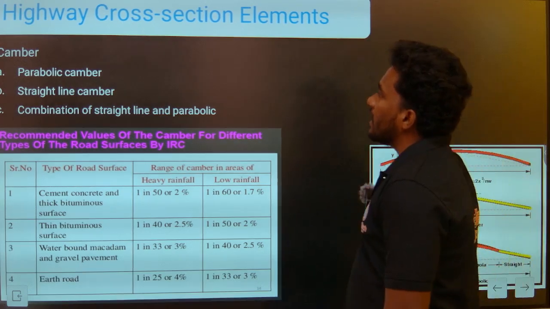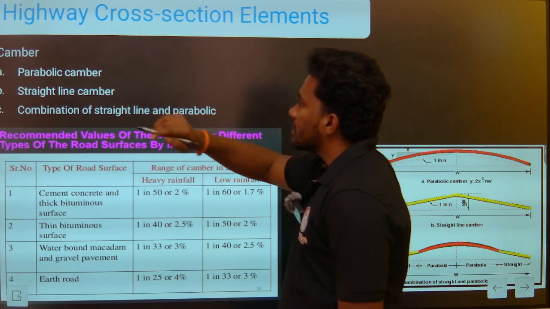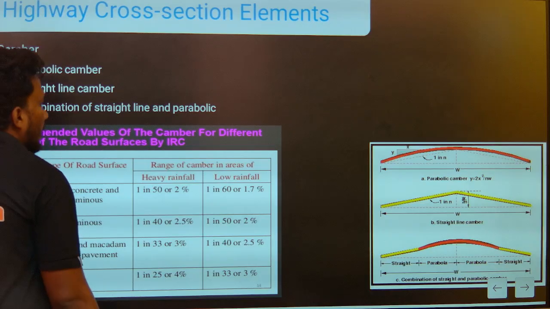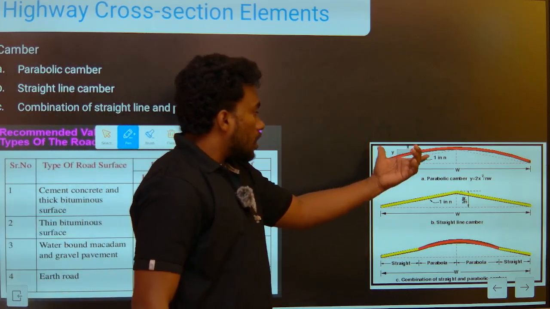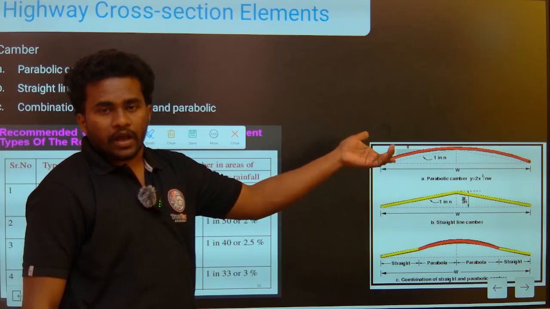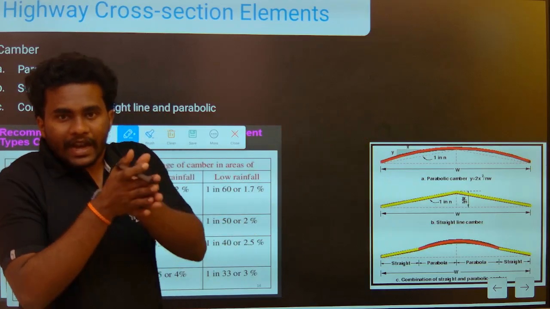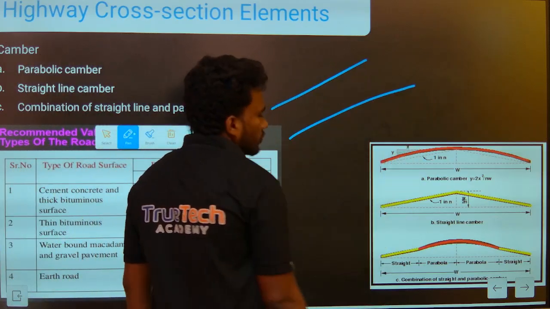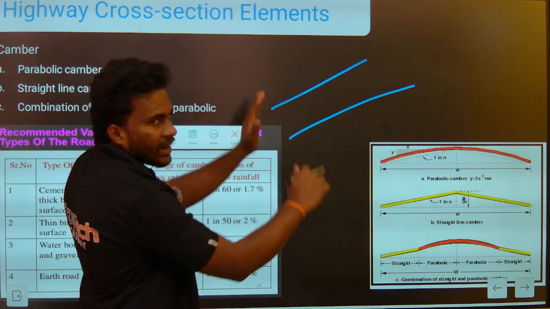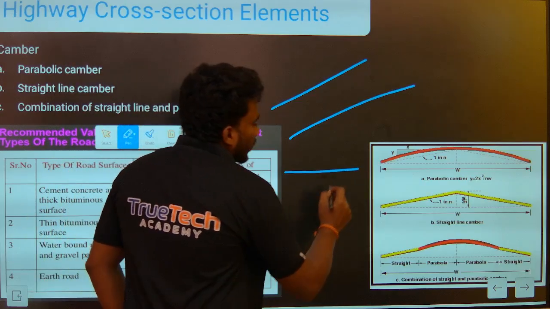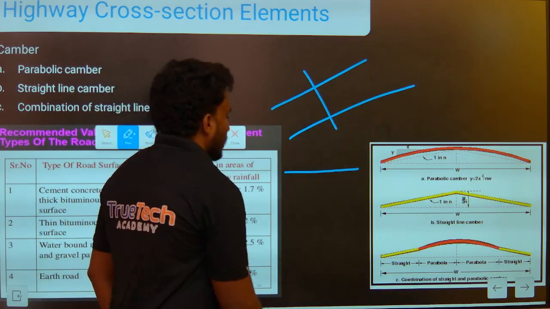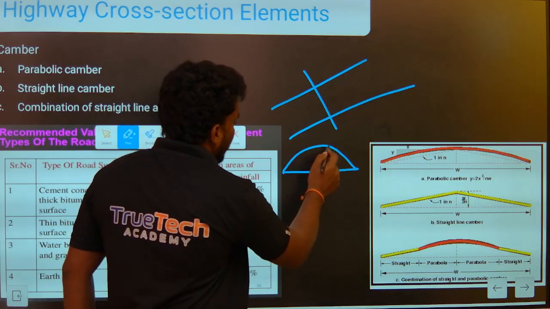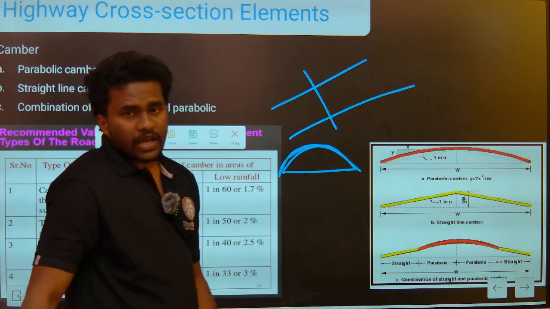Now we are dealing with another cross section element, that is camber. Camber is nothing but the slope of the road surface along the transverse direction of the road surface. Let's see, for example, this is the road surface along the longitudinal direction. Let's say we have to construct a cross section of the road surface here. How will it look? This is the cross section of the road surface.